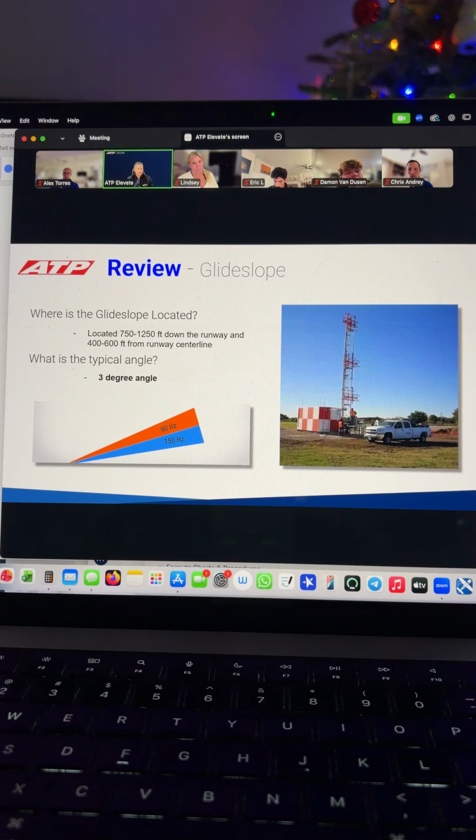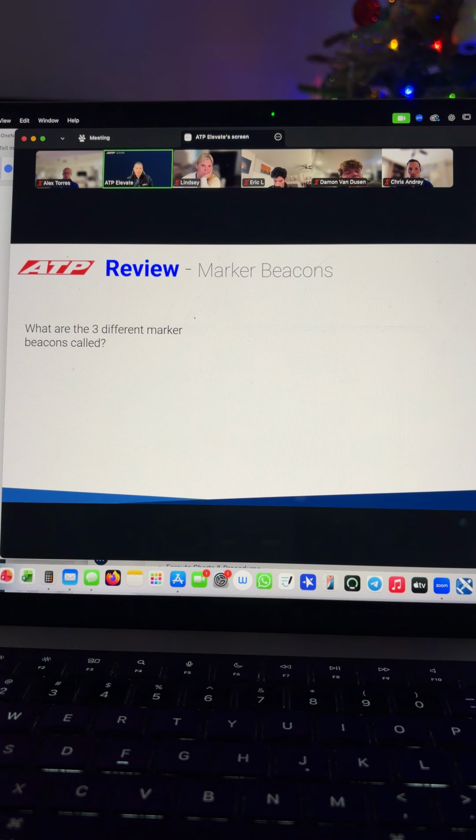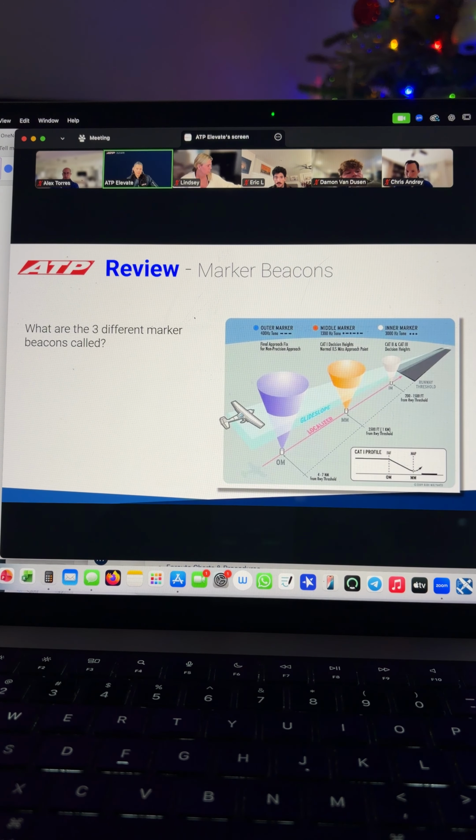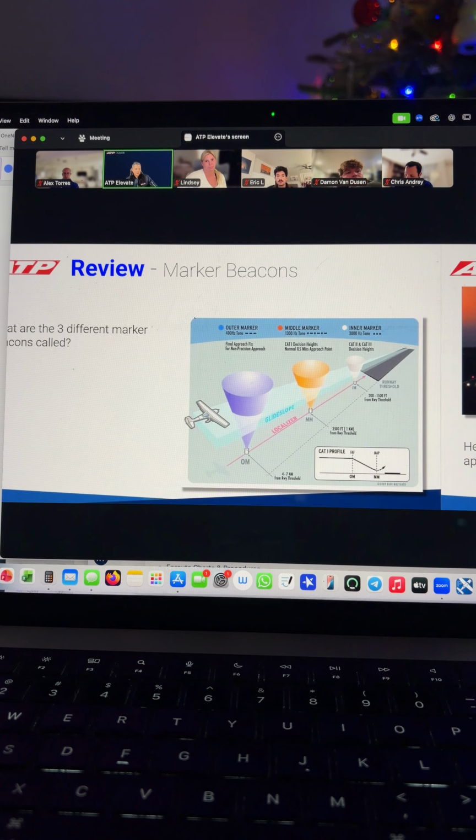All right, so your marker beacons, there are 3 different colors. And I do like Lindsay's version of remembering the colors and the way they are. So again, British Airways, so you got your blue, and then you have your middle marker, which is amber, and you'll have your inner marker, which is white. So they are the different ones there.